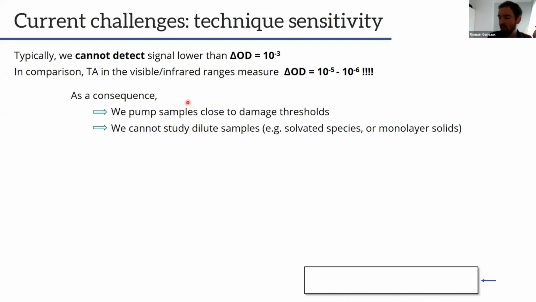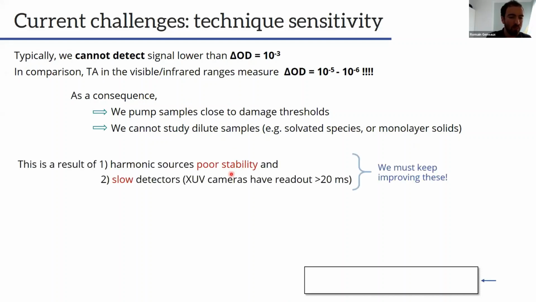And this limit of sensitivity, I think, comes mainly from the stability of harmonic sources. You know, it's getting better and better every time, and people keep improving these things, especially with new lasers and so on, but it's still pretty poor compared to just a laser. And the second point is that we always have pretty slow detectors. For instance, the XUV CCDs that I've mentioned have readout times of about 20 milliseconds at the very fastest that it is able to do right now.